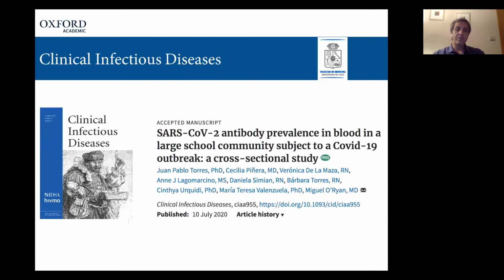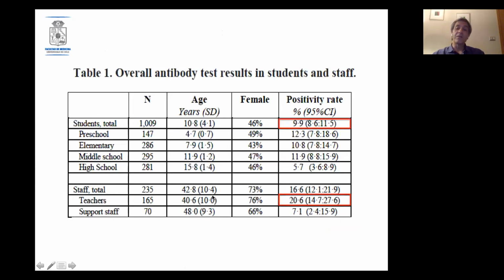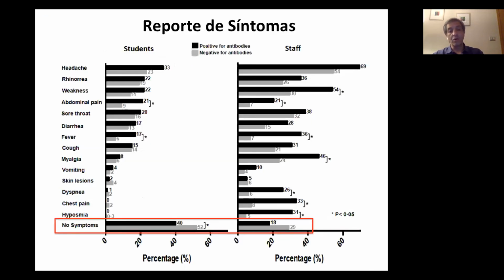We have the experience to publish and generate data, as I mentioned before. This is published in Clinical Infectious Diseases. We did one of the first antibody prevalence studies in a large school community here in Chile. After studying more than 1,000 children and more than 200 adults of a school community, we observed that seropositivity after exposure to the virus was half in students compared to the teachers, and that around 40% of the children that were seropositive for COVID-19 had asymptomatic disease, compared to only 18% of adults that also had antibodies detected.